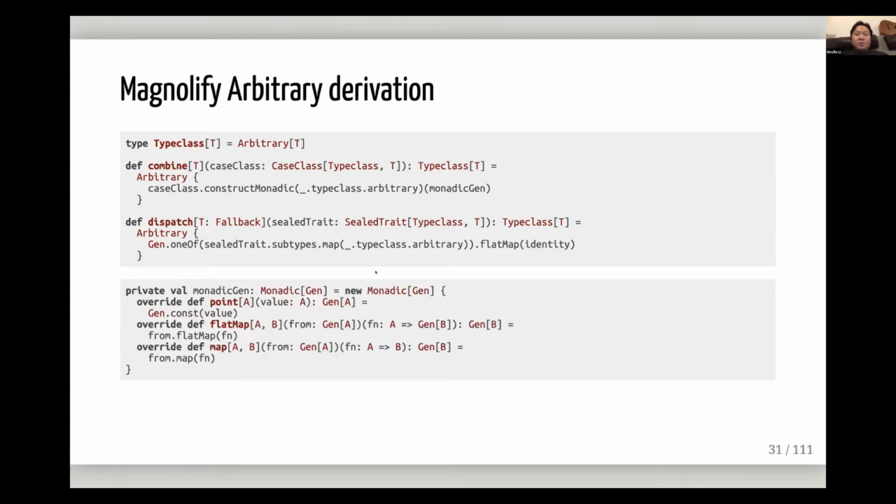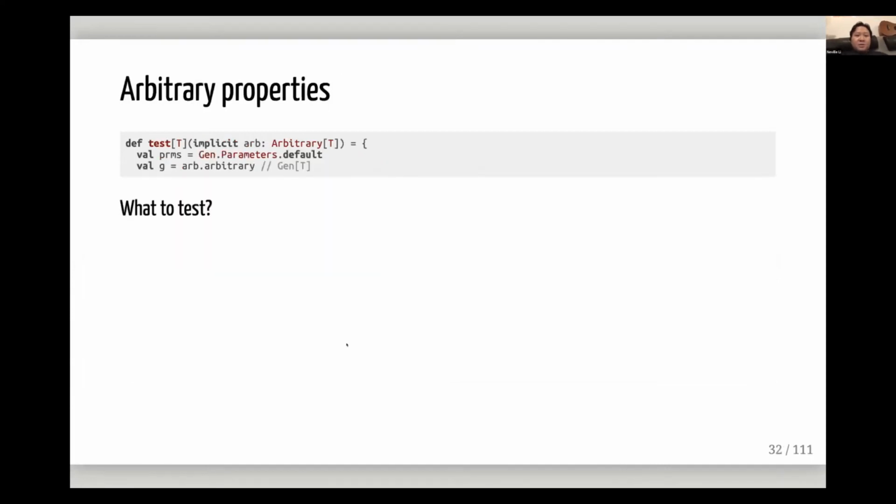And the monadic gen is just adapted to Magnolia's monadic type class. So it has point, flatMap, and map, the three standard methods in a typical monad. So moving on, let's try to test this Arbitrary.